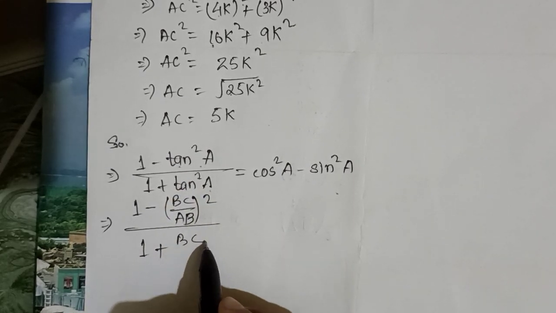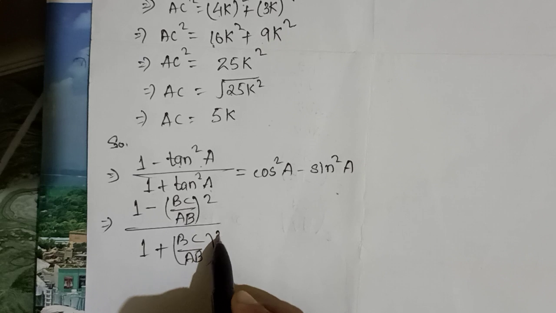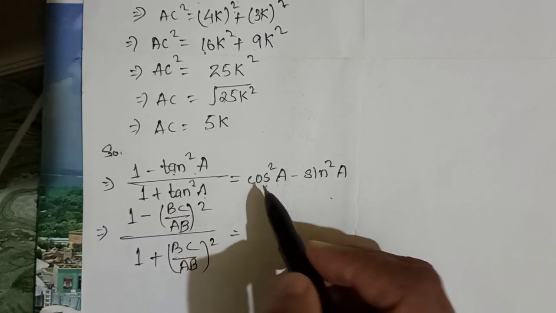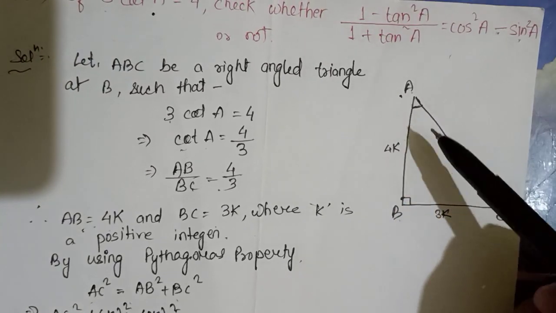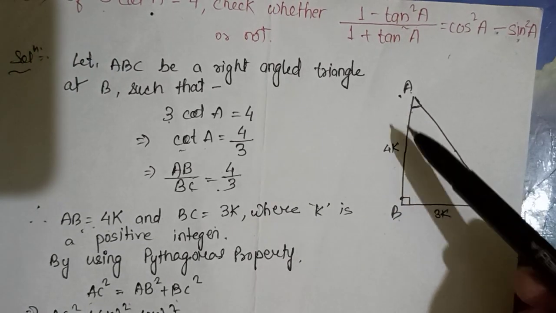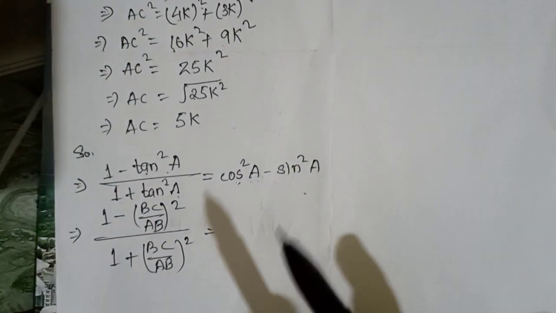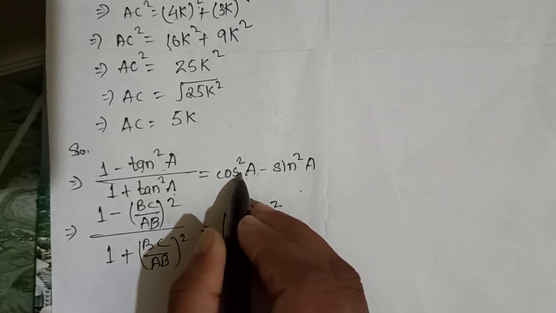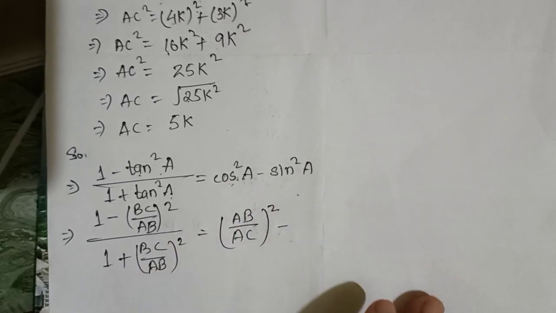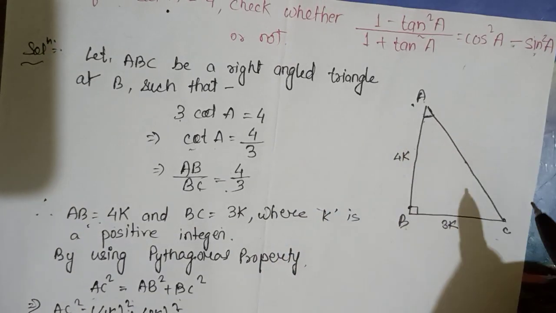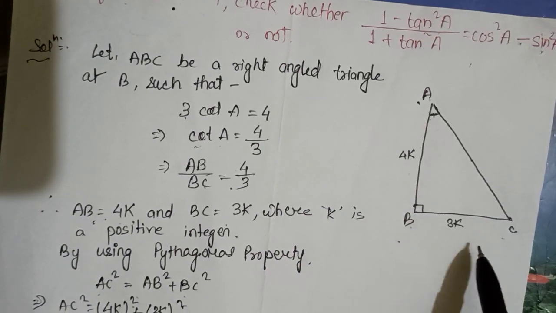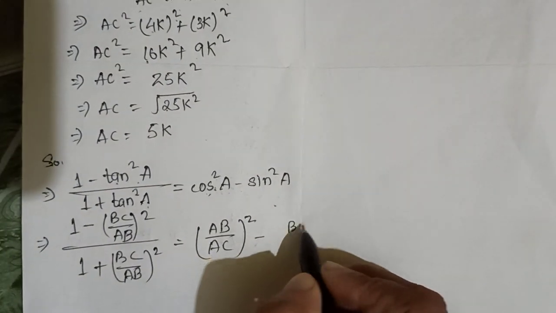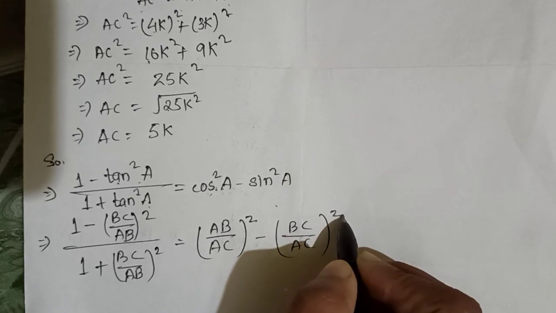So the formula will be BC by AB whole square, equal cos square A. For cos, the formula is adjacent by hypotenuse. From A, adjacent will be AB, hypotenuse will be AC. AB by AC whole square, because we have here square minus sin. The formula for sin is opposite by hypotenuse. From A, opposite will be BC, hypotenuse will be AC. So let us write here BC by AC whole square.